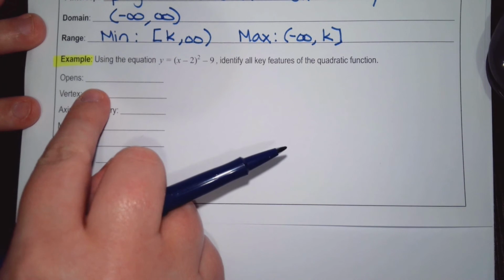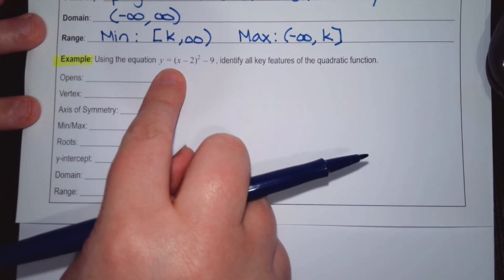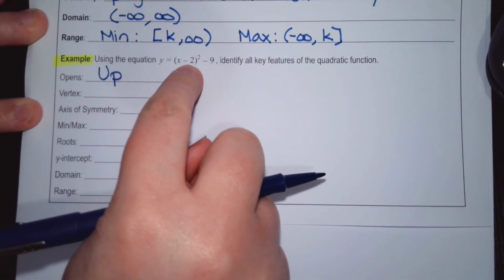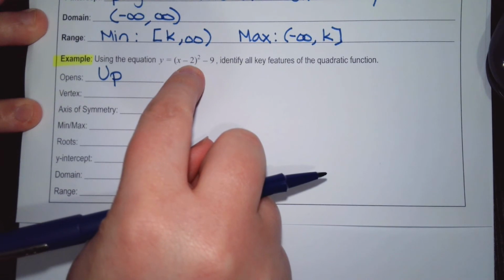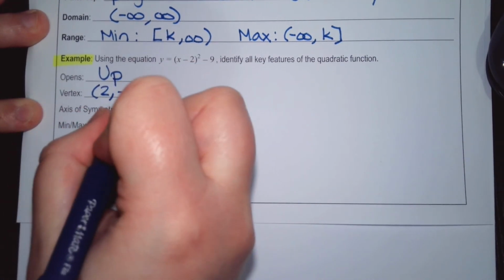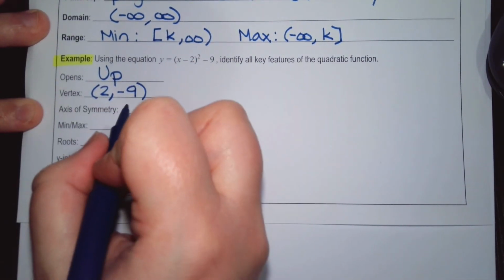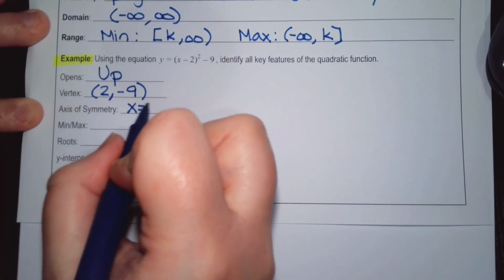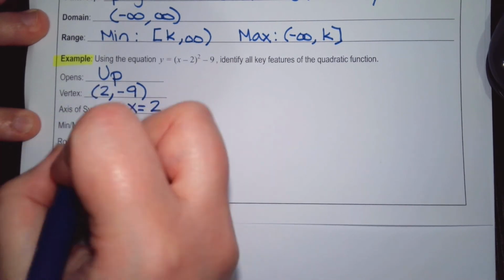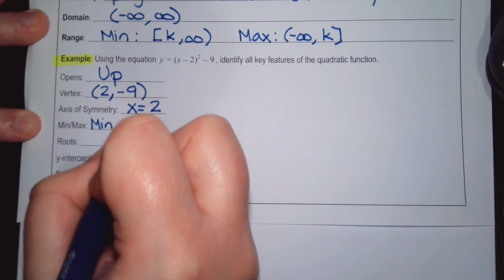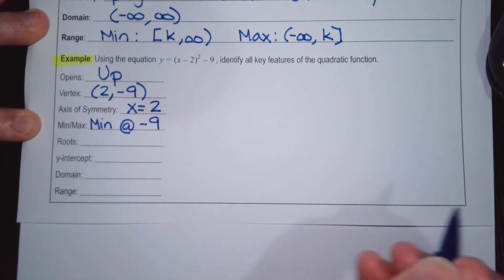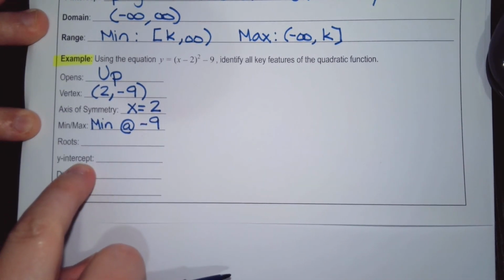All right, so opens. Since it is positive in front of the parentheses, this opens up. My vertex is going to be, remember, opposite of inside the parentheses. So opposite of negative 2 is positive 2, and then minus 9 stays the same. Axis of symmetry is just going to be x equals 2. All right. Since it opens up, this is a minimum at my k, also known as my y value, so at negative 9. All right, roots and y-intercept I will find in just a moment.